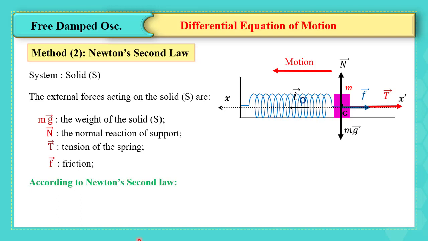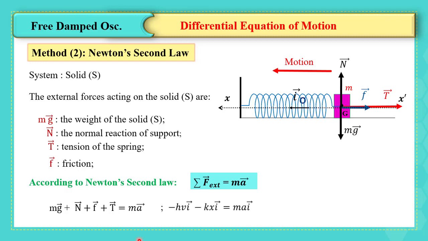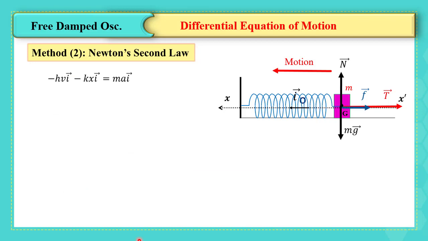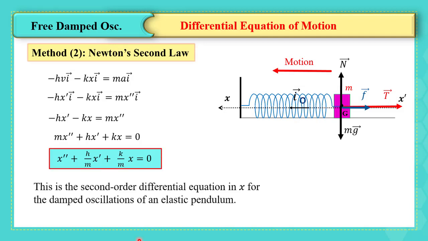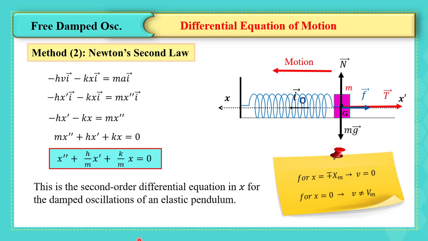According to Newton's second law, the sum of forces equals ma. Projecting along the x-axis, which is to the left, we can write it as minus hv i vector minus kx i vector equals ma i vector. Replacing the acceleration by x double prime and writing this equation algebraically, we reach the differential equation the same as we found with the first method. But you should know that for x equals plus or minus xm, v is 0, but for x equals 0, v is not maximum anymore.